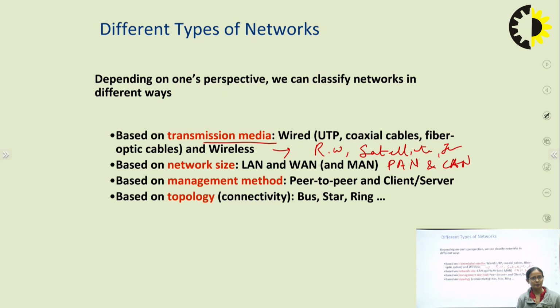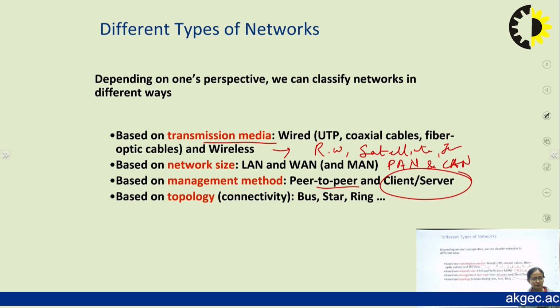Based on the management method, that is, how the communication takes place between sender and receiver nodes, it could be peer-to-peer communication or client-server communication. On the basis of topology, that is, how the nodes have been interconnected among themselves, on the basis of connectivity we have bus, star, and ring, and so on. We have mesh topology also, hybrid, and there are other categories when we categorize the network on the basis of topology.